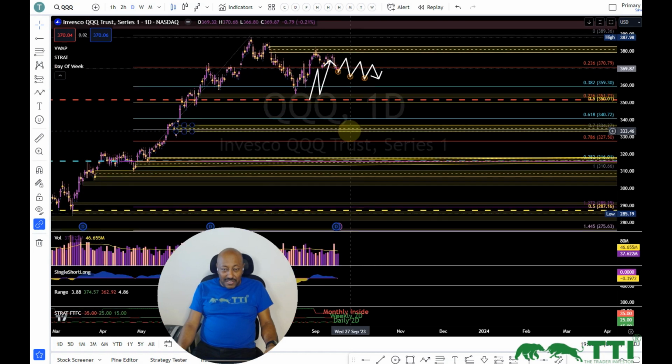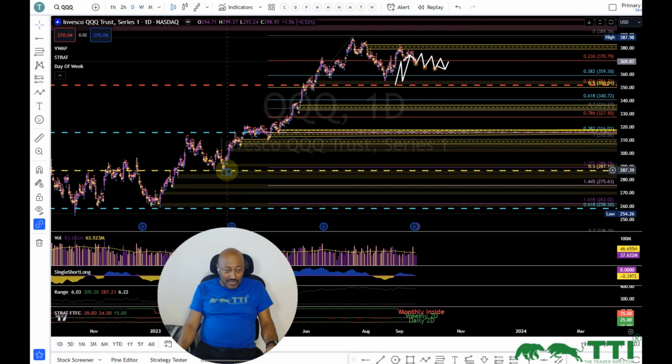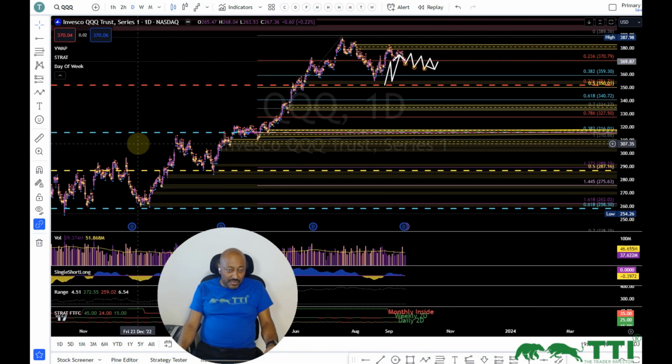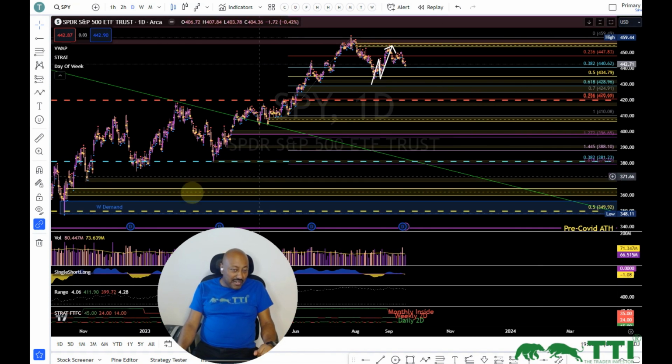If you look at the daily, 23 here, it was the low. October was the low, and then after that was the end of December, and since then we've seen nothing but up in the Qs. Very similar to the spies. October was the low. The spies held very strong the whole time.